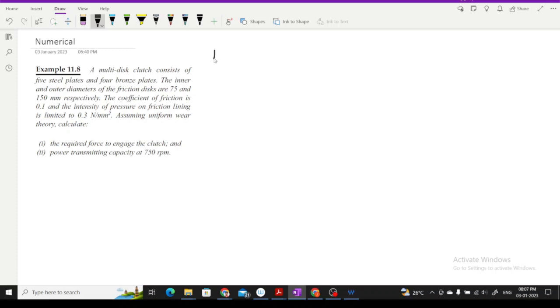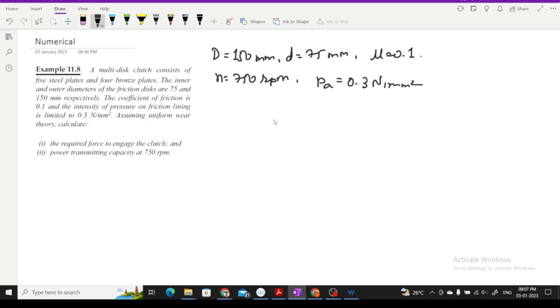So here, if I first write the given data, then D is 150 mm, right? Then d is 75 mm. Mu is given as 0.1. N is given as 750 rpm. pa is given as 0.3 N/mm square. The number of steel plates Z1 is 5, the bronze plates Z2 are 4. Right, so the number of contacting surfaces Z is Z1 plus Z2 minus 1, that will be 8.